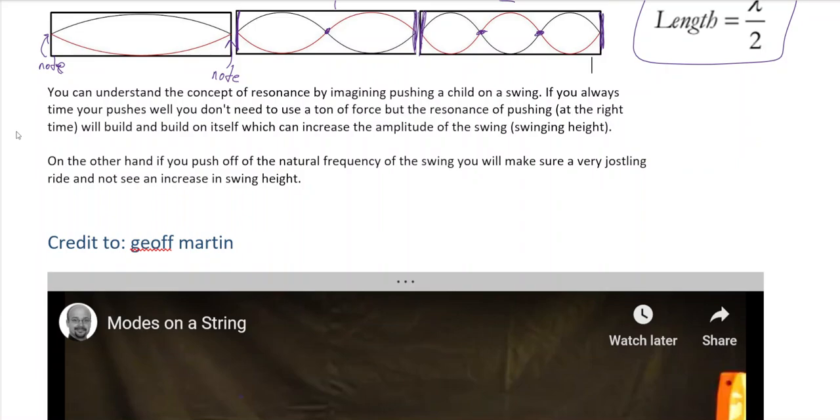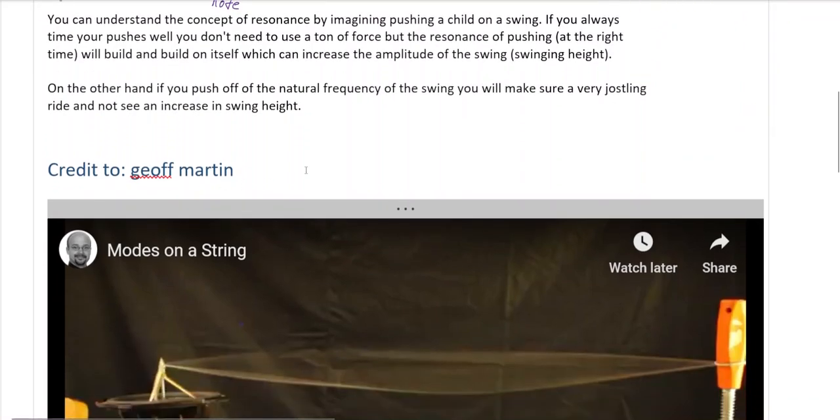So as long as you push on the natural frequency of the swing, you'll make sure that the person is increasing in height. Okay, but if you don't push on the natural frequency, you will not see that increase in height. So if you try pushing randomly on a swing, it won't work. But if you push with the frequency of the swing, it will work.